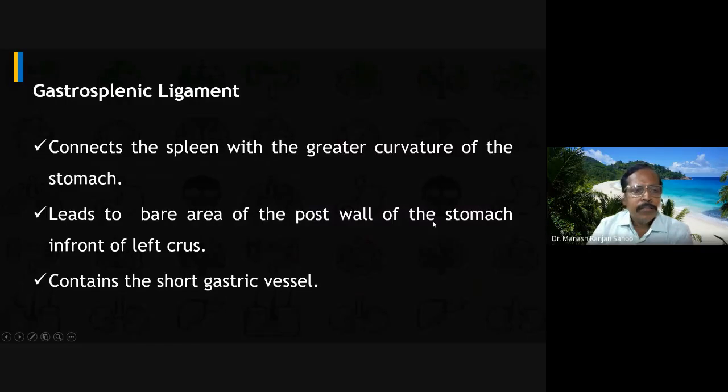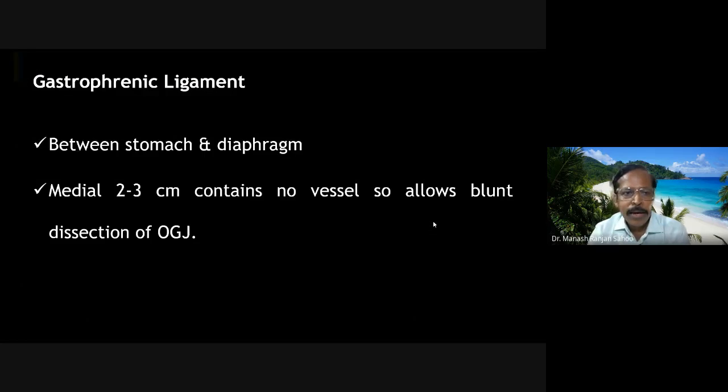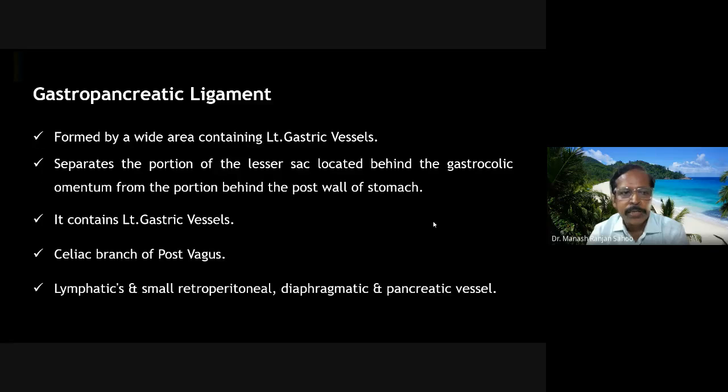So the gastrosplenic ligament connects the spleen with the greater curvature of the stomach, leads to the bare area of the posterior wall of the stomach in front of the left crus. It contains the short gastric vessels. And the gastrophrenic ligament, between the stomach and the diaphragm, medial 2 to 3 centimeters, contains no vessels, so it allows blunt dissection of the OG junction. And the gastropancreatic ligament is formed by a wide area containing left gastric vessels, and separates the portion of the lesser sac located behind the gastrocolic omentum from the portion behind the posterior wall of the stomach. It contains the left gastric vessels, the celiac branch of the posterior vagus, lymphatics, and small retroperitoneal, diaphragmatic, and pancreatic vessels.